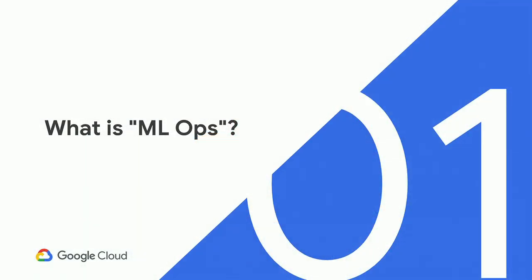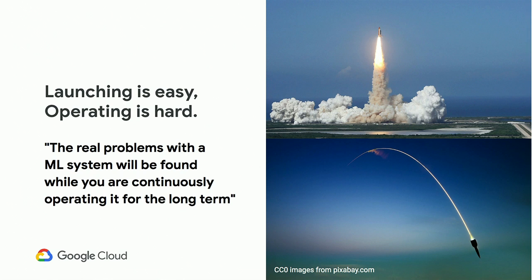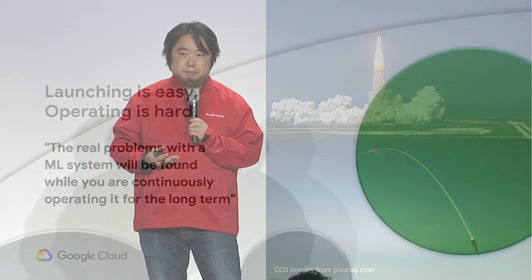So what is ML Ops? This is a quotation from one Google software engineer who has been operating one of the largest machine learning systems in the company for over 8 years. He said, launching the machine learning system is easy, but operating the system is the hardest part. So he has been operating the largest machine learning system for 8 years, and he faced many, many different challenges during the operations. So continuous operation is the hardest part, he said.